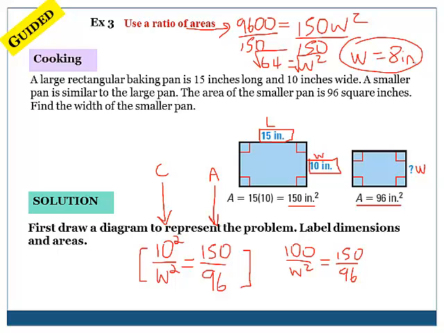And that's it. So the main thing to take away from this is that if you have the corresponding side length ratio compared to the area ratio, you have to square the corresponding side length side of the ratio, of the proportion, to actually compare with the area.